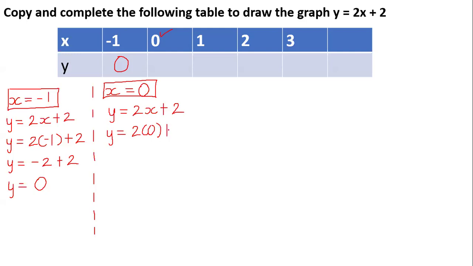Plus 2, very good. 2 times 0 is what? 0. 2 times 0 is 0. Very good. Plus what? Plus 2, very good. And so we have y is equal to 0 plus 2, which is 2. So y is equal to 2. All right, so we're gonna put 2 right here.